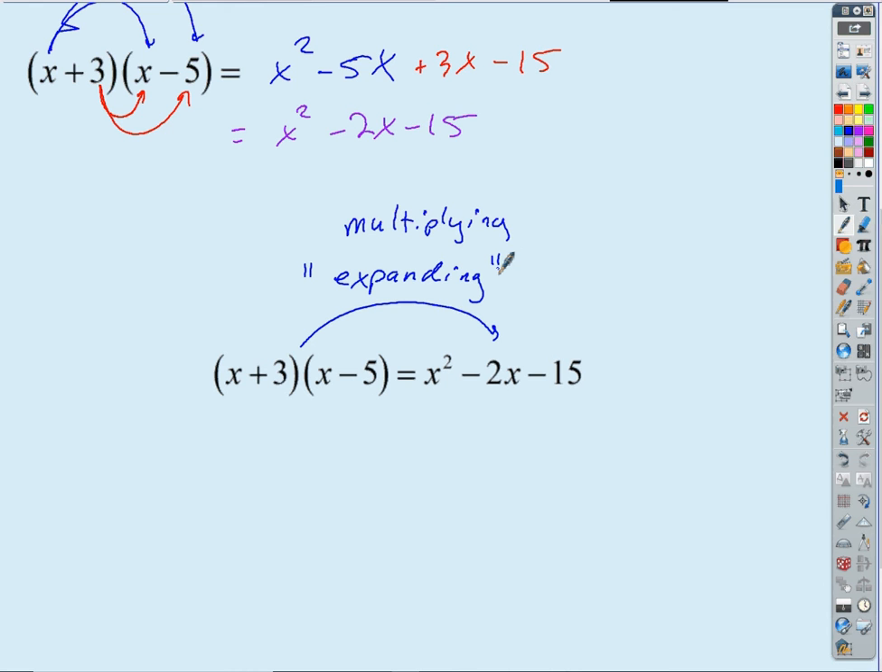So why do we call it expanding? I guess because we're turning it into a bigger expression when we multiply stuff out, right? Okay? So that's easy. You guys are good at that stuff. You've done that a whole bunch. But the thing we want to review is the opposite. What if I'm going to start with x squared minus 2x minus 15, and I want to break that into a product of smaller factors? Okay? I want to do this. That's factoring.